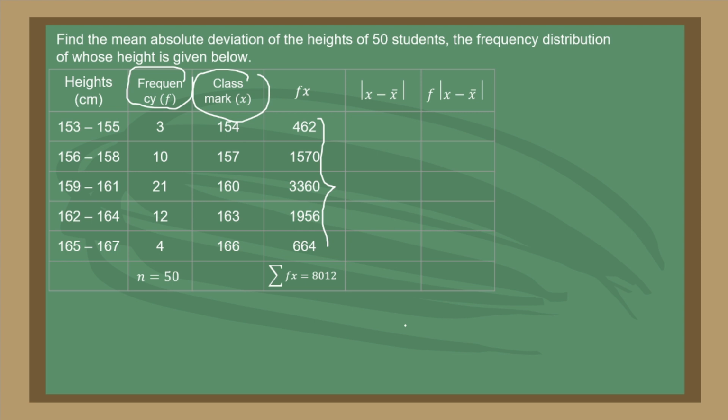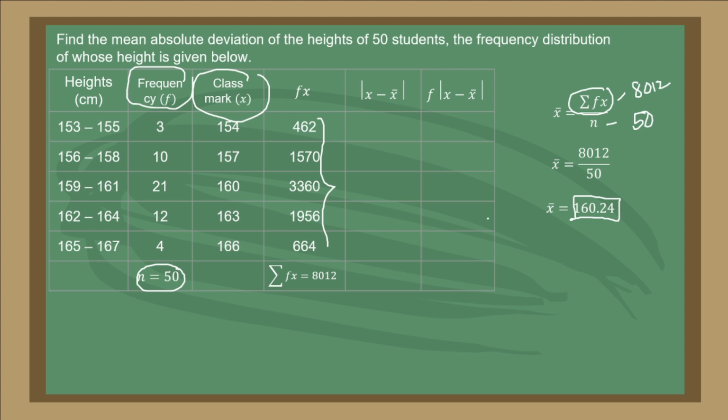Now we will get the mean. The formula for the mean is equal to the summation of fx over n. Our summation of fx will be substituted with 8,012. Our n is 50. So it came from here. Substitute the given values to the formula. So we have 8,012 over 50. We're going to divide. So the answer will be 160.24.